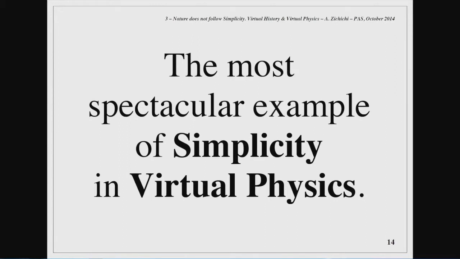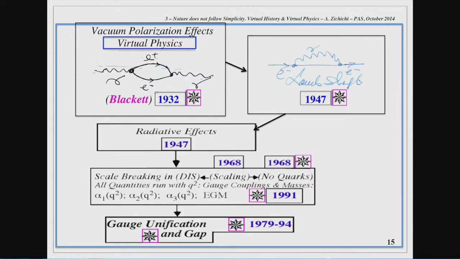The most spectacular example of simplicity in virtual physics, this I have to show you, is this diagram. Look at the left. I was the pupil of Blackett, who discovered in 1932 the production of electron and anti-electron, wherefrom virtual physics, which has been discussed here today, has been created, imagined, and worked out. At the left, there is virtual physics. A photon produces a pair of e plus e minus and becomes again a photon. Look at the Lamb shift in 1947.